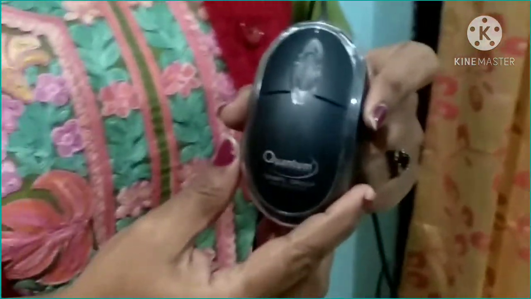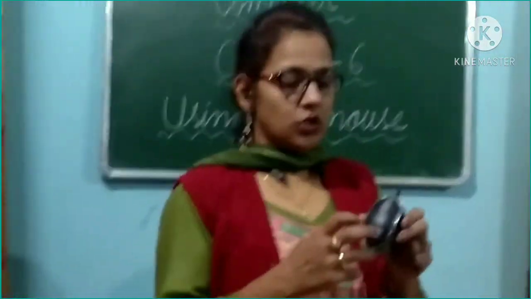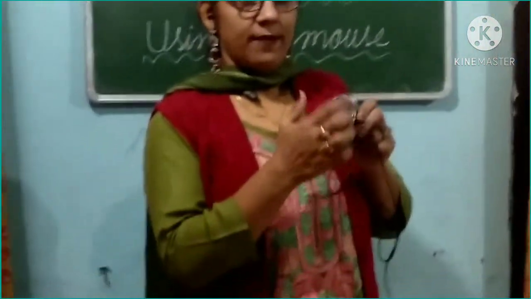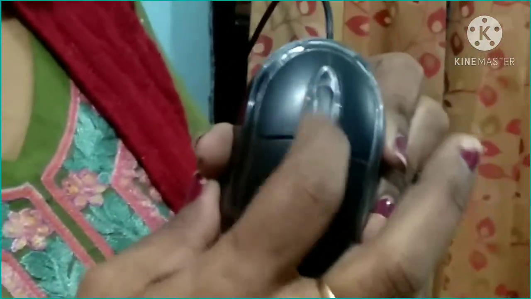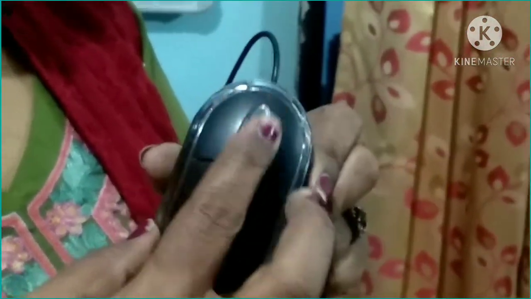So this is a mouse, and I hope you have seen this before, and maybe you have one in your house also. In a mouse we have 3 buttons: right button, left button and scroll bar. This is a scroll bar. And we always need a mouse pad to keep it on.